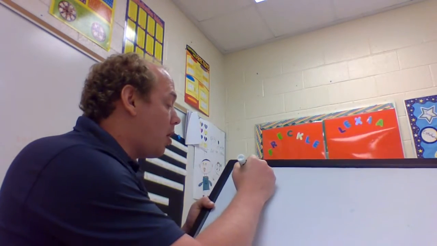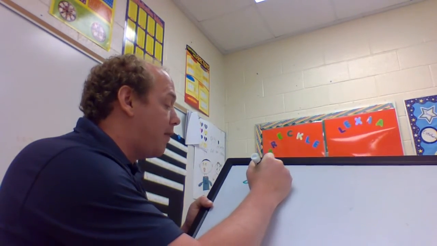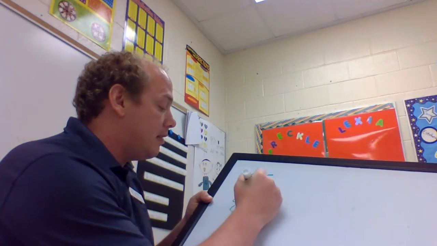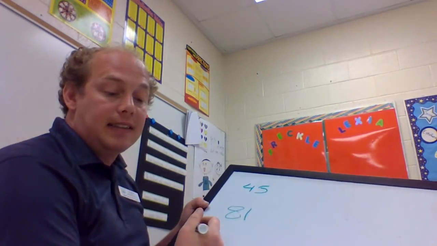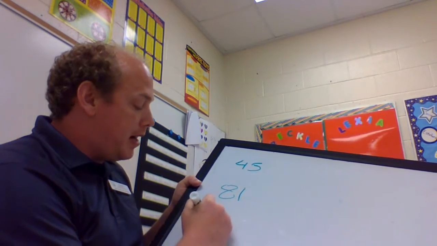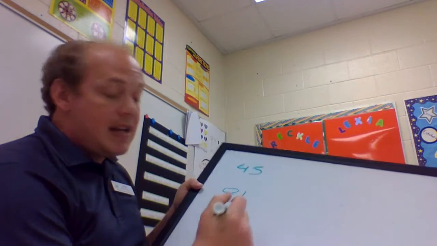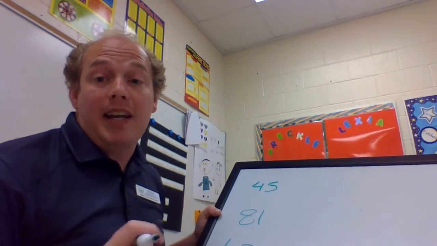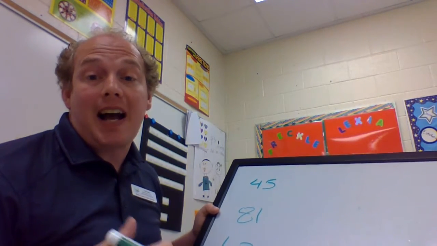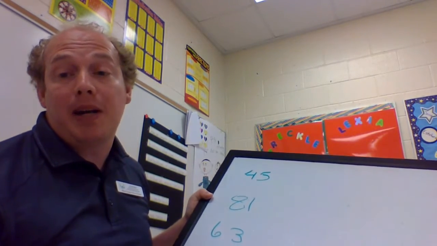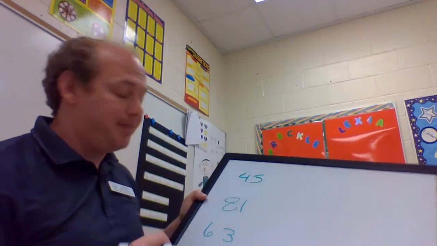Alright, so we're going to start with 45 because we had 45 sunflower plants. Then we had 81 corn plants. Then we had 63 tomato plants. And I don't know about y'all, but I'm from North Carolina, and we had a big garden growing up. I love me some tomatoes. So I wish we had 81 tomato plants, but that's okay.